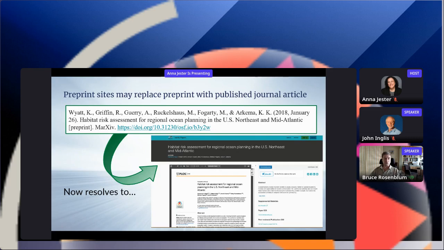So what's been done on this particular preprint server, medRxiv, is inappropriate, that they literally took down the preprint and they just point to the final published article. Next slide, please.